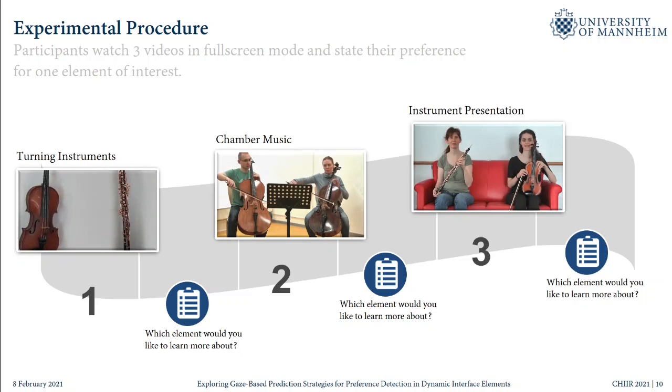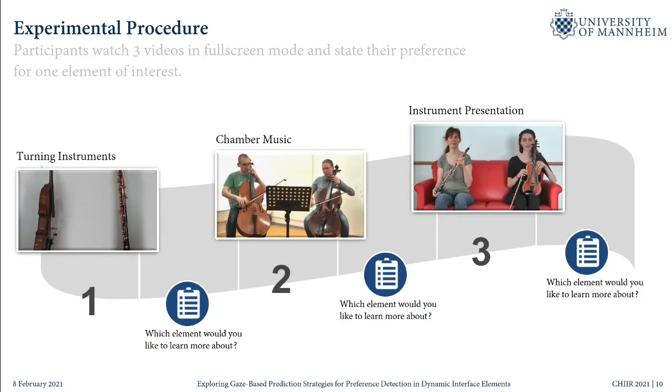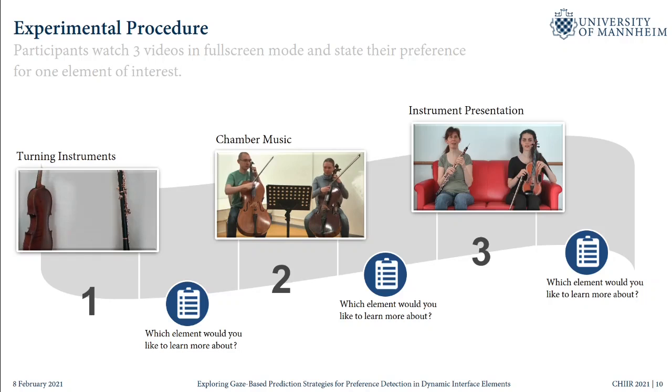Each participant was shown 3 videos. The first shows 2 instruments that are slowly turning. The second video features 2 musicians playing chamber music. And in the third video, the musicians take turns in describing their instruments. After watching each video, we asked participants which of the 2 elements, so either one of the 2 persons or one of the 2 instruments, they would like to learn more about.